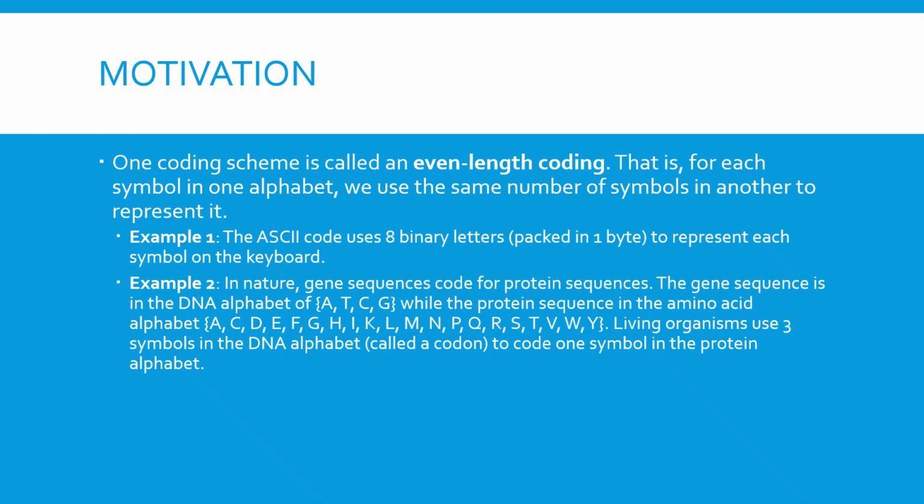There are two major types of coding schemes. The first is fixed-length coding, where each character in the target alphabet is represented using a code of the same length. ASCII is an example of fixed-length coding, since each character is encoded using 8 binary digits. Another example is the genetic code, where each amino acid is encoded by a fixed-length sequence of 3 nucleotide letters, also known as a codon.